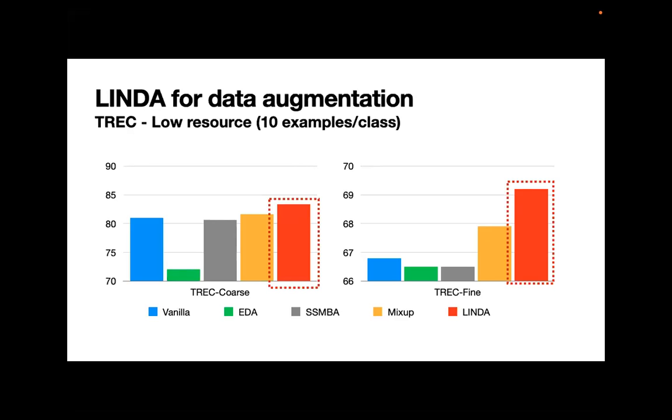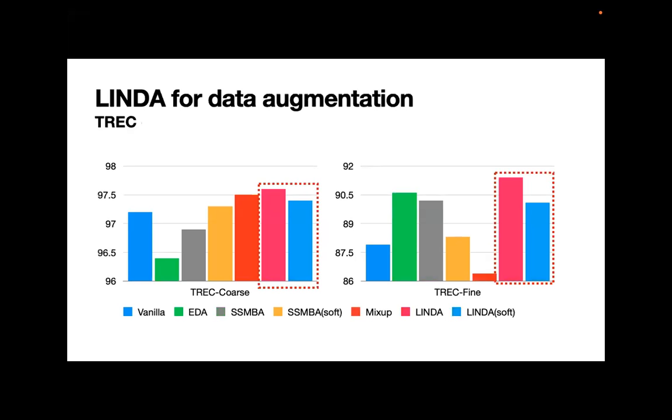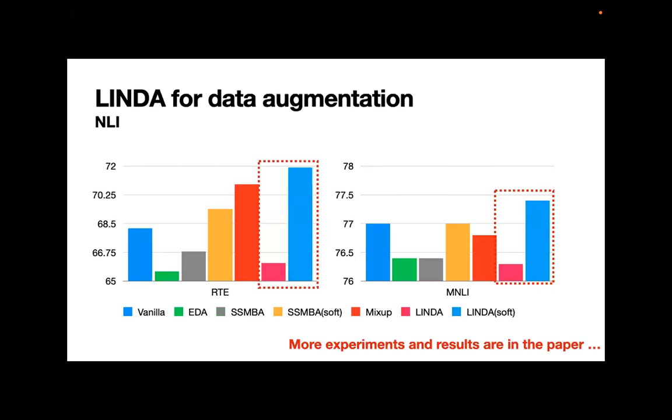And then what we see again here is that LINDA is the one method that never fails over the baseline. And with the data augmentation, you almost always fail against the baseline. So we ran all these experiments. They are all in the paper.